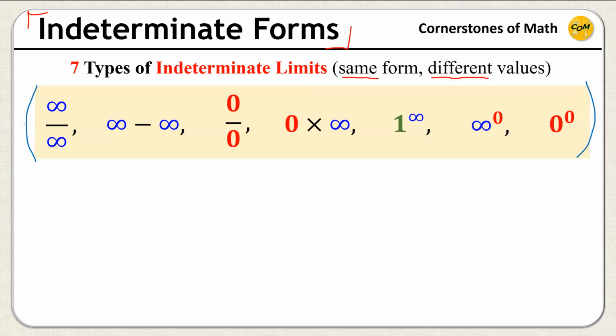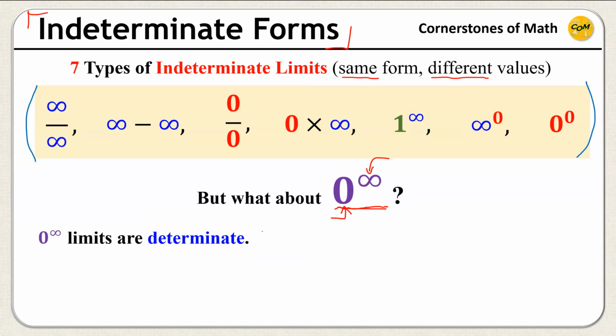But when you look at these 7 types, some of you might have the following question. What about 0 to the infinity form? I mean, if the base becomes smaller and smaller, while the exponent becomes larger and larger, then surely the value of limits in this type cannot be determined as a single value, right?